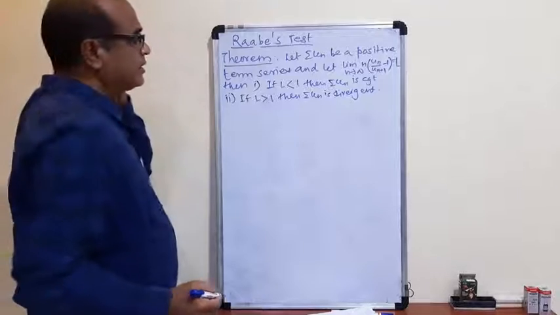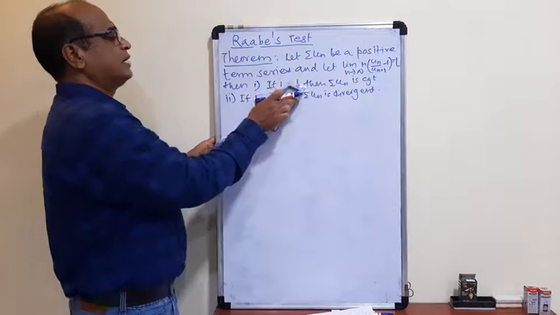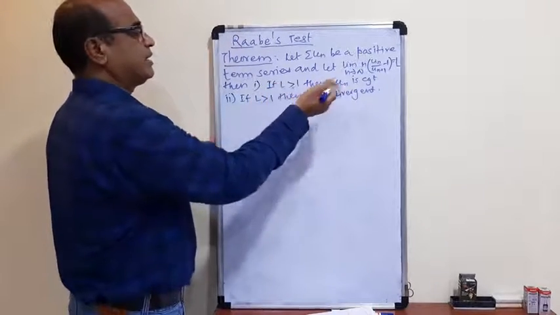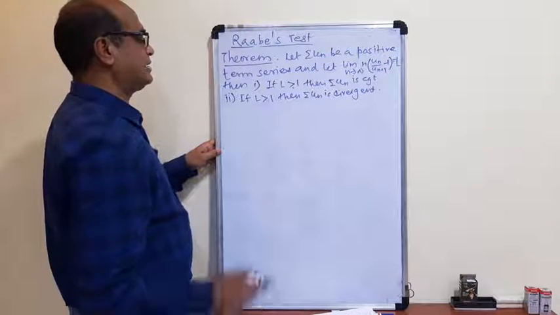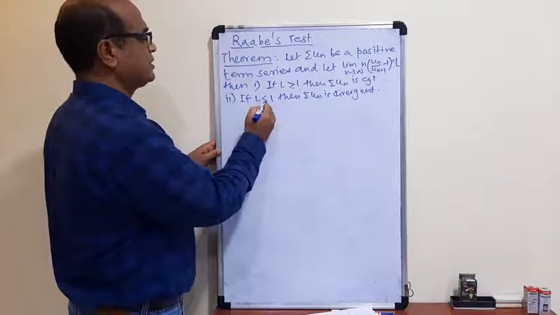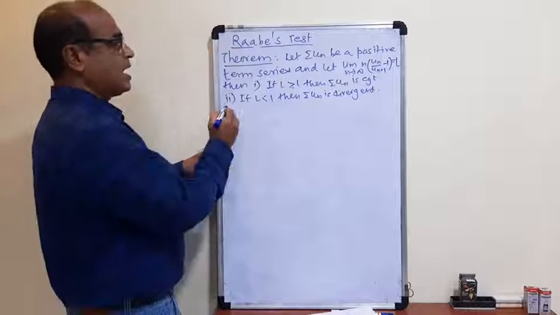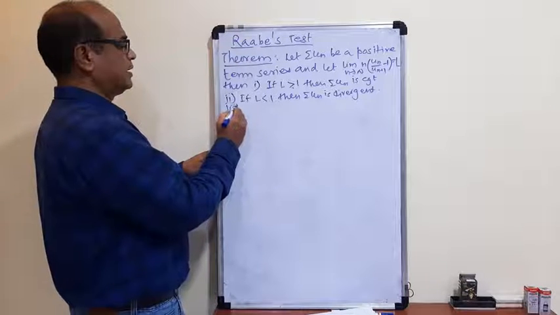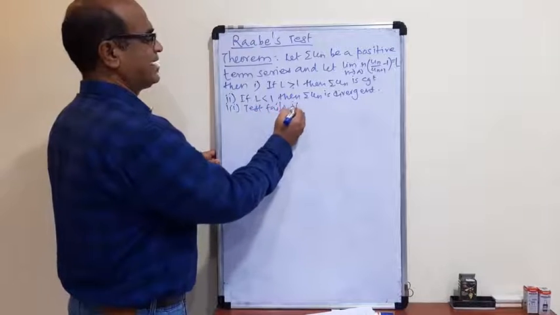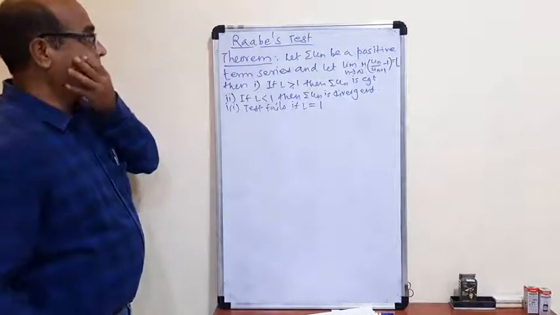And just a minute, let me correct here. If L is greater than 1, then the given series is convergent, and if L is less than 1, small correction, then the series is divergent. And third, the test fails if L is equal to 1 here. Okay, so this is the Raabe's test.